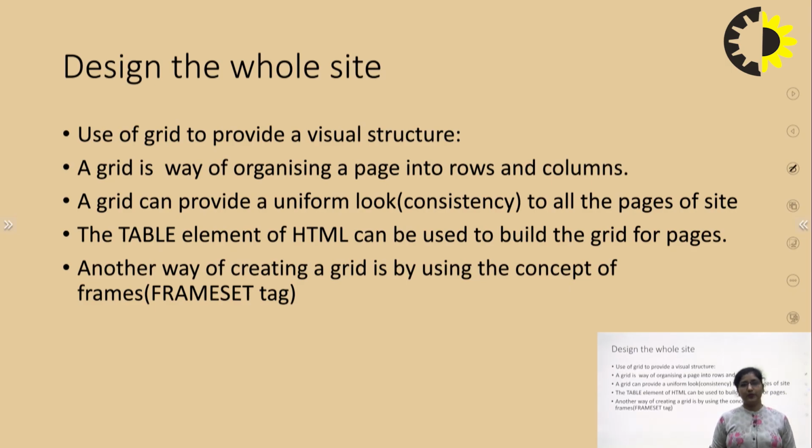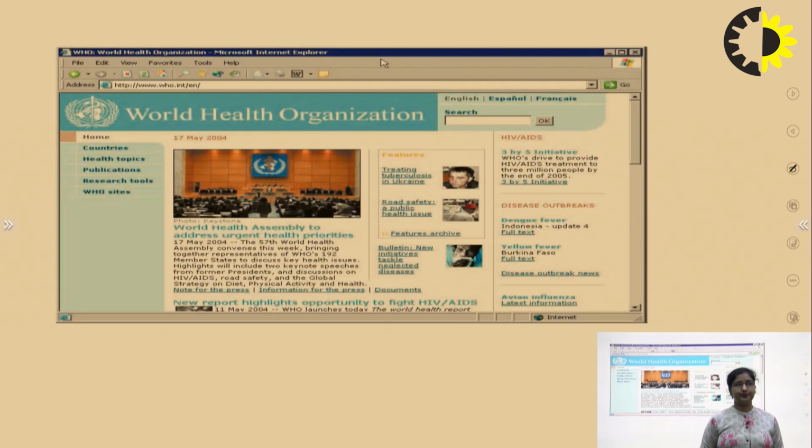To build the grid, we can use a table also. It will divide the whole page into the format of rows and columns. What is another way to do it? Another way to do it is by the help of the frameset tag, where the HTML page will be divided into frames. Like see this example, it is divided into a whole space.